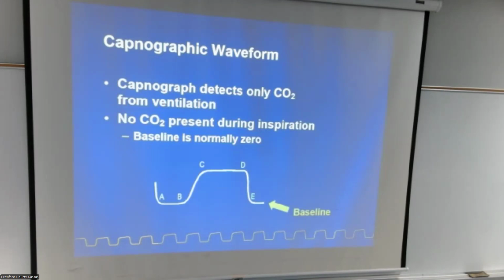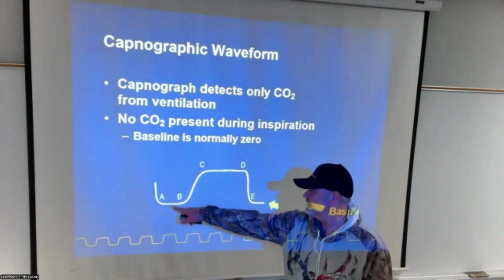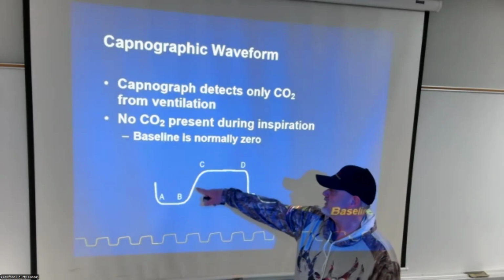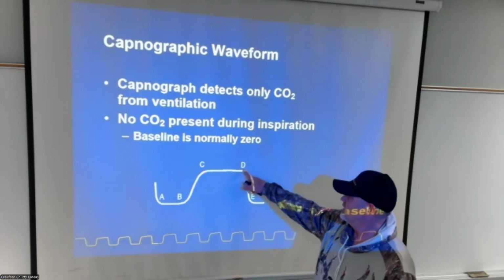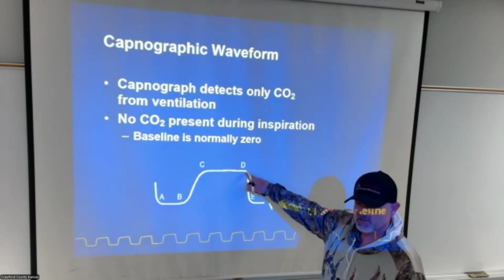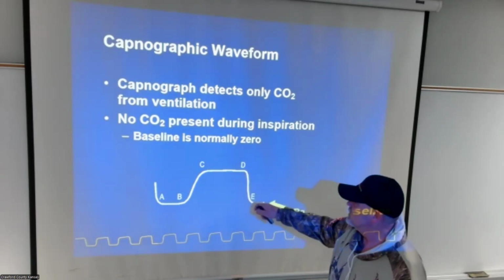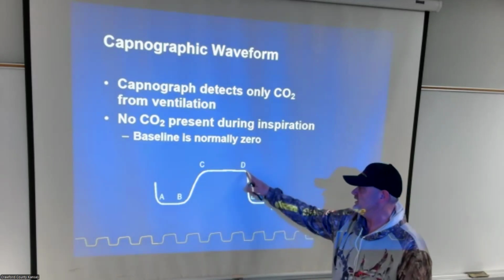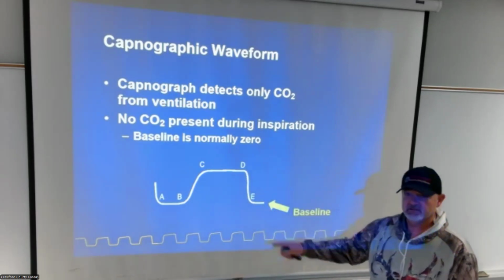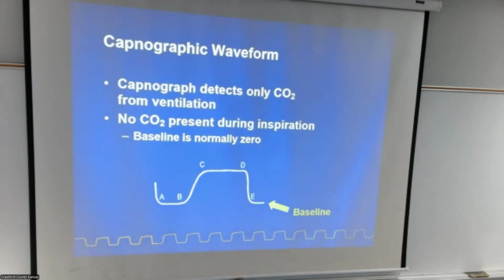And here, it'll start showing our different phases. Capnography detects CO2 from ventilation. No CO2 is present during inspiration. Of course, your baseline is normally 0. So what happens when we take a breath? Here's where we start exhaling. Here's where our phase 2 and 3 come across. Right here's our end-tidal. Right here's where we're going to measure. This is our number from our CO2. As soon as we take a breath, this is us inhaling air, it drops back down to the baseline.